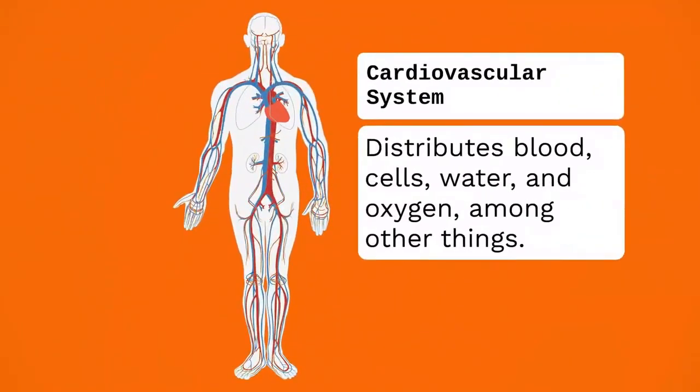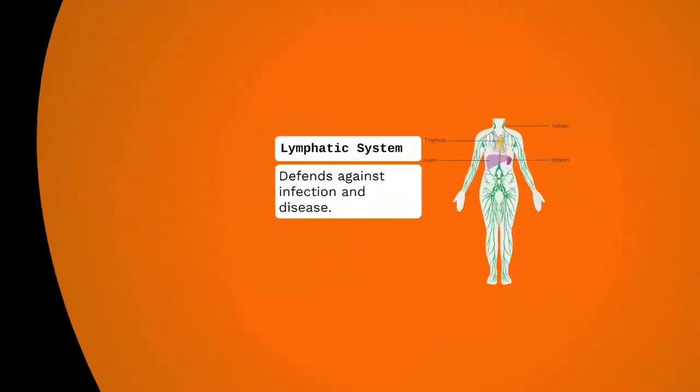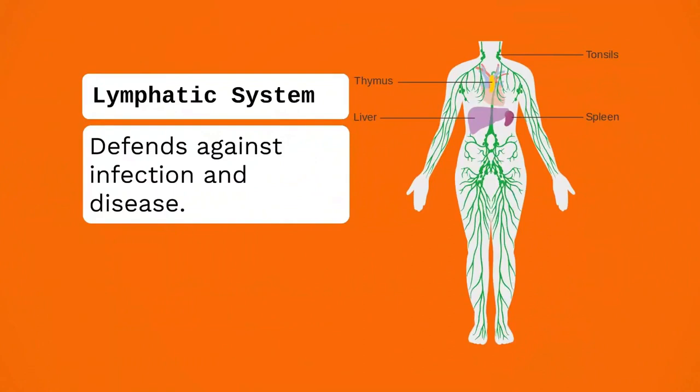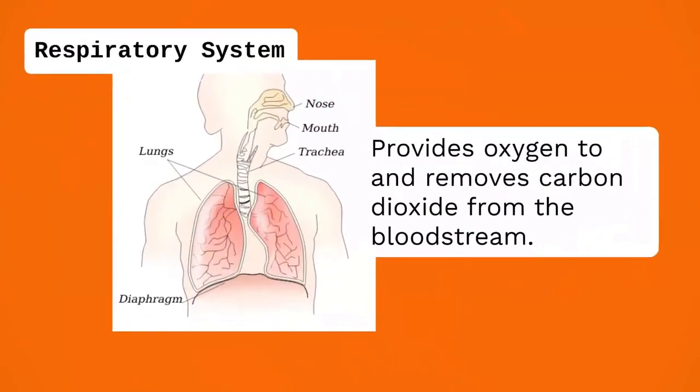Starting with the cardiovascular system, this system distributes blood, cells, water, and oxygen, among other things. Then we have our lymphatic system. This defends against infection and disease. Then we have our respiratory system. This provides oxygen to and removes carbon dioxide from our bloodstream via the lungs.